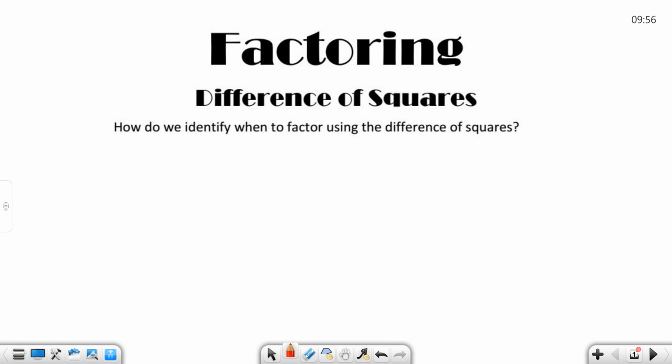Factoring, difference of squares. So how do we identify when to factor using the difference of squares? It's got to be two terms. And on top of that, the word difference is in what it is, right? So maybe this could be two separate bullet points, but still two terms, and they have to be a difference.